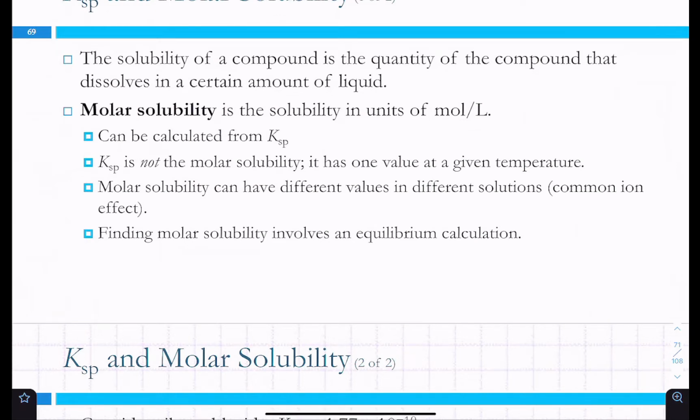So it is not the same as KSP. It's probably the most important thing to note here. Molar solubility and KSP are two different things. They're related, but they're different.